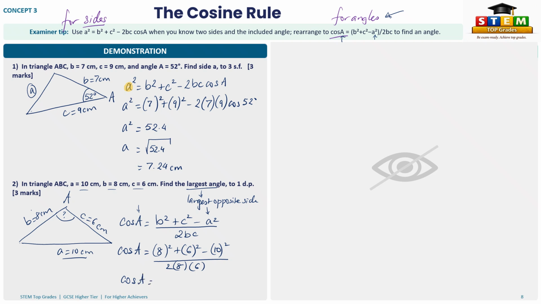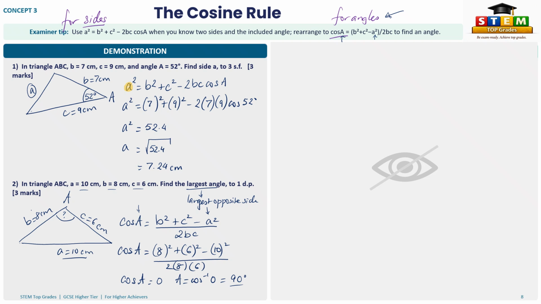Now from your calculator, you should be getting 0. You shouldn't be surprised if you do get a 0, because if you find cos inverse of 0, that's going to give you 90 degrees. So the cos of 90 degrees is actually 0.